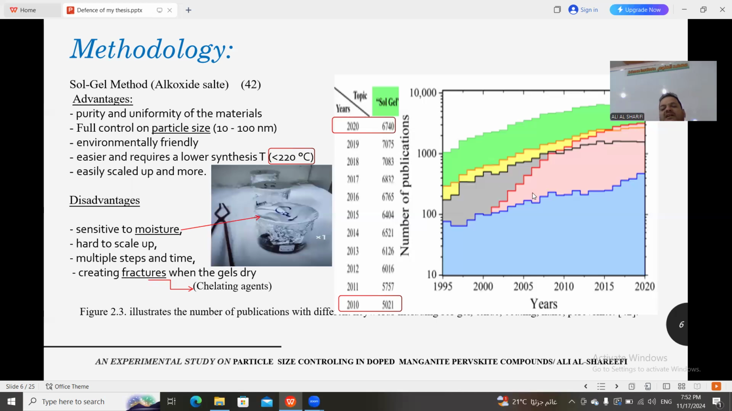From this diagram, we can see how the use of sol-gel increased from 2000 to 2020. It's more than 1,500 times, because it's a very interesting method that produces pure uniformity and full control, like I said before.